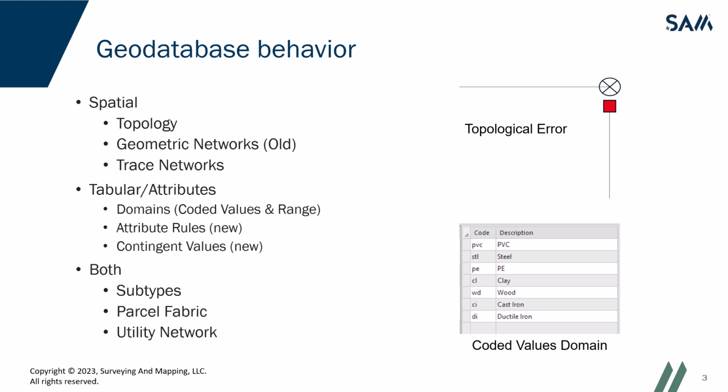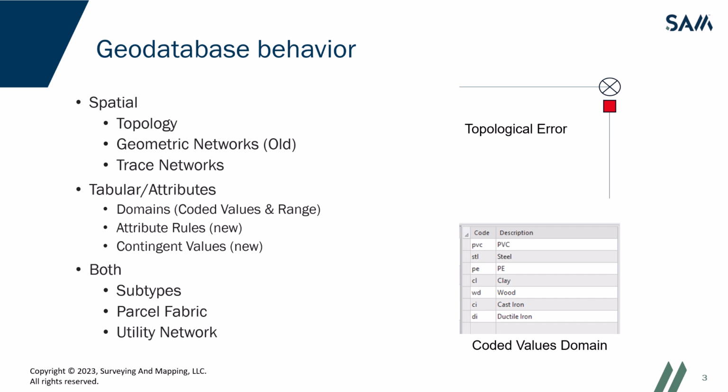Next is contingent values. This kind of expands on the concept of domains. It's really built around the use of domains. What contingent values do is it limits or filters acceptable values based on other values.